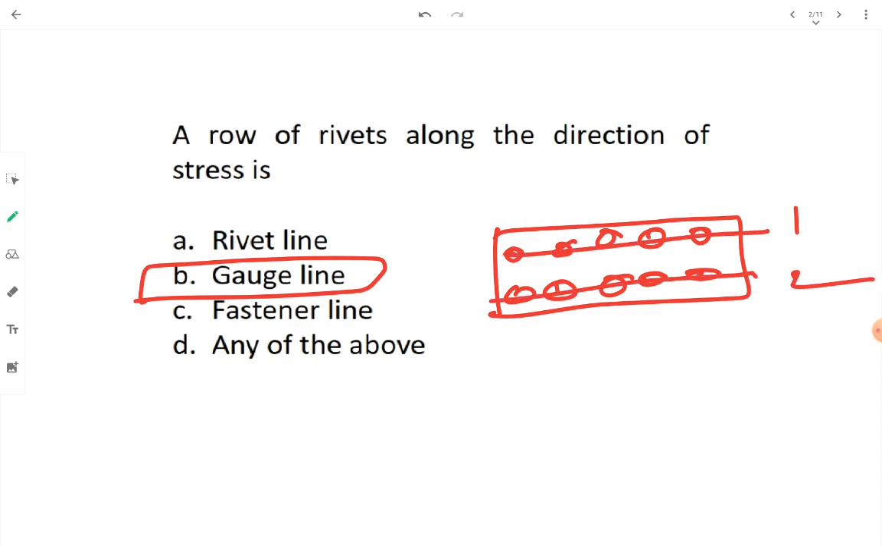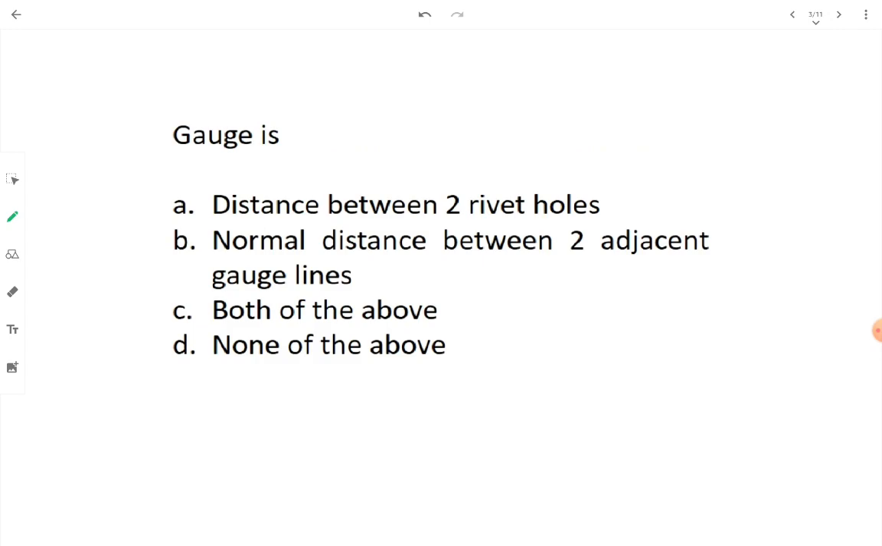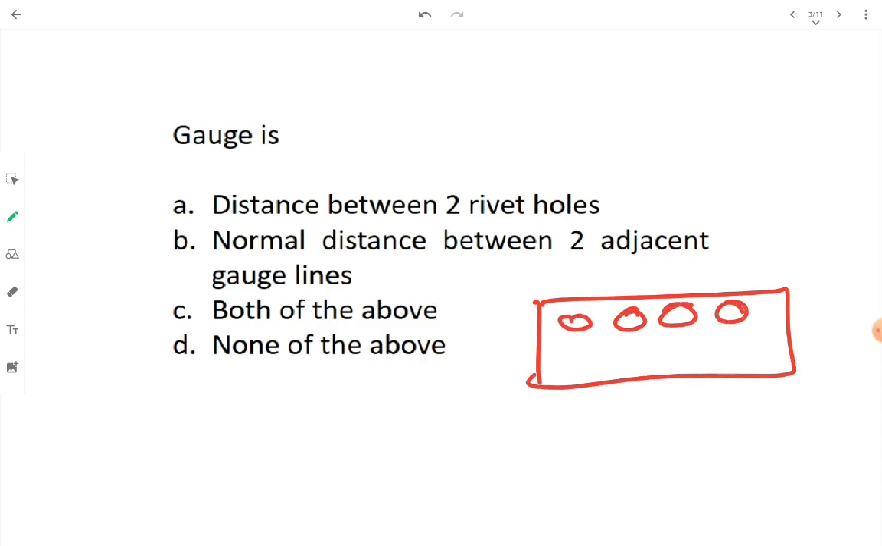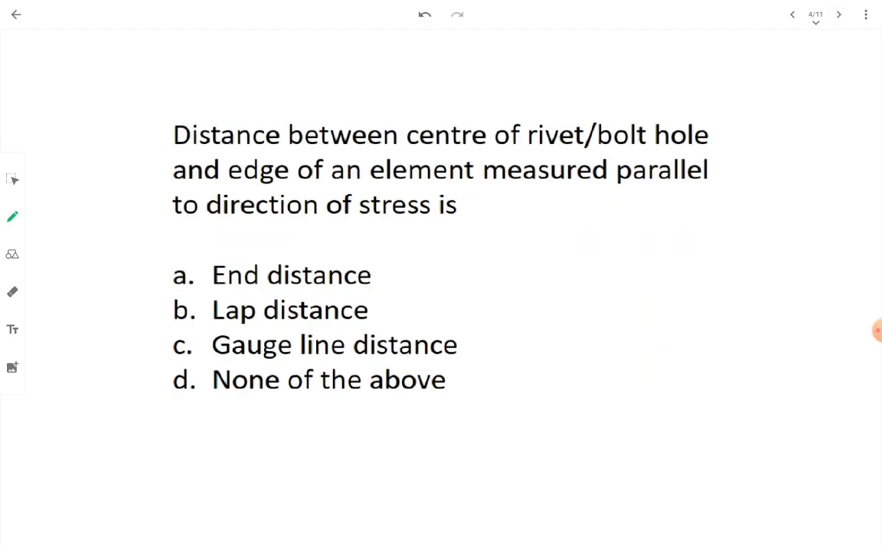Okay, then what is gauge? It is the normal distance between two gauge lines. Again, let's have the previous diagram here. This is a row of rivets or row of bolts, then this is the gauge line, and the normal distance between two adjacent gauge lines is the gauge. Then the distance between the center of a rivet or bolt hole and the edge of an element, measured parallel to the direction of stress, is called the end distance.